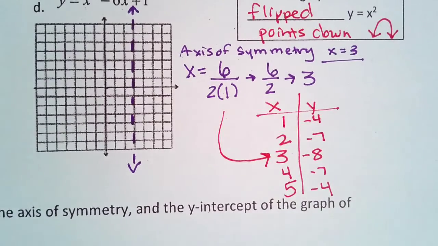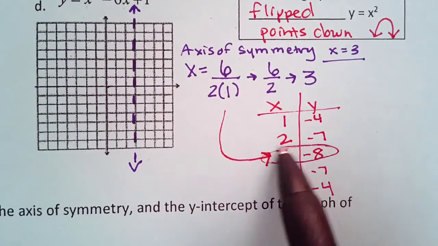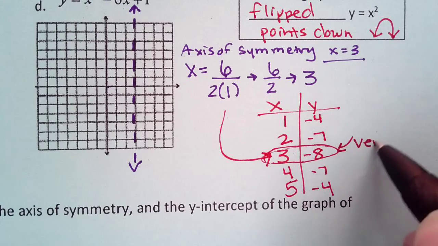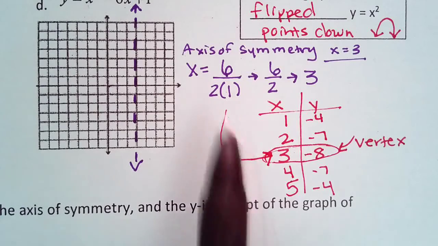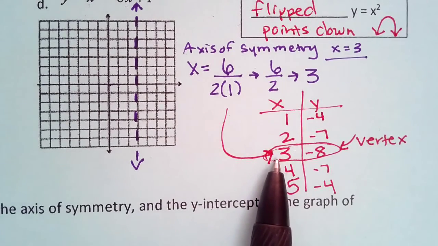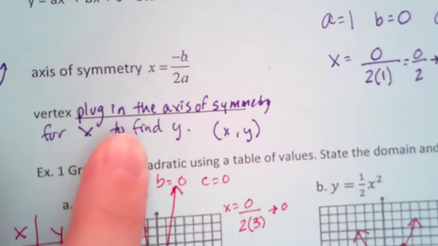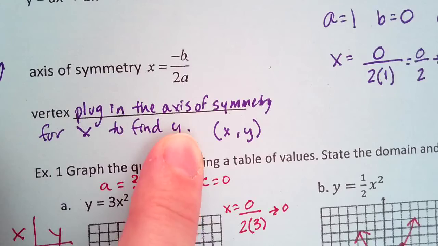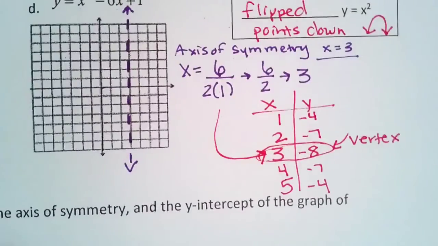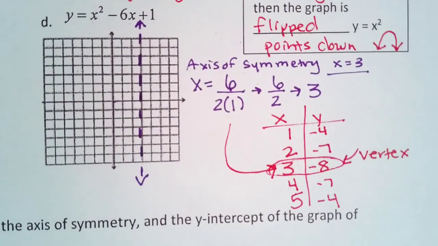Now, if I asked you what your vertex was, this middle ordered pair is your vertex. I know that because that was our axis of symmetry x value. And what did we say up here? Plug in the axis of symmetry x to find the y of our vertex. Doesn't the x and y of your vertex have to be the same thing? No. That was a special case on the last examples. It was 0, 0 because it was the most basic form of these.